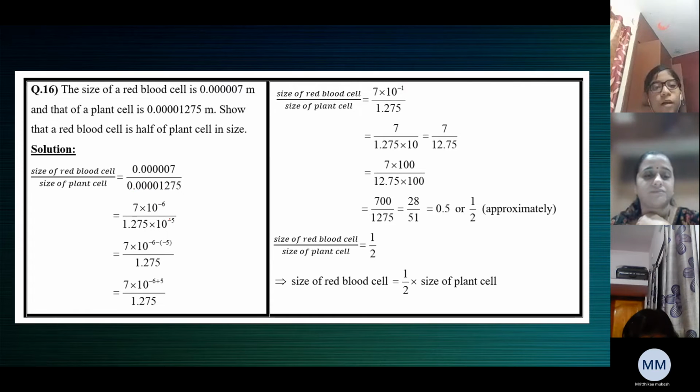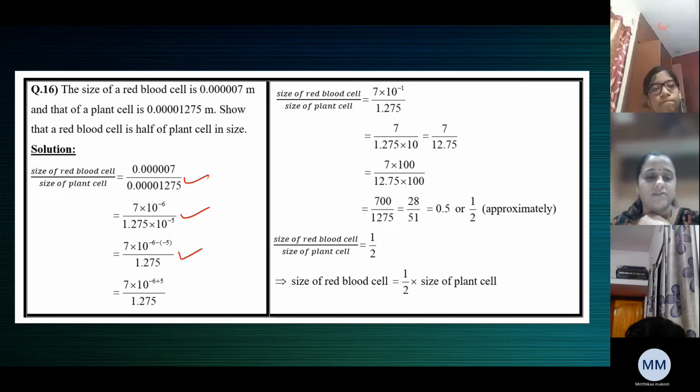Explain the next step. Yes, ma'am. The next step is, as the bases are the same and the operation is division, the law states that we need to subtract the powers, ma'am. So we are subtracting here, like 7 into 10 to the minus 6 minus of minus 5, and then divided by 1.275.